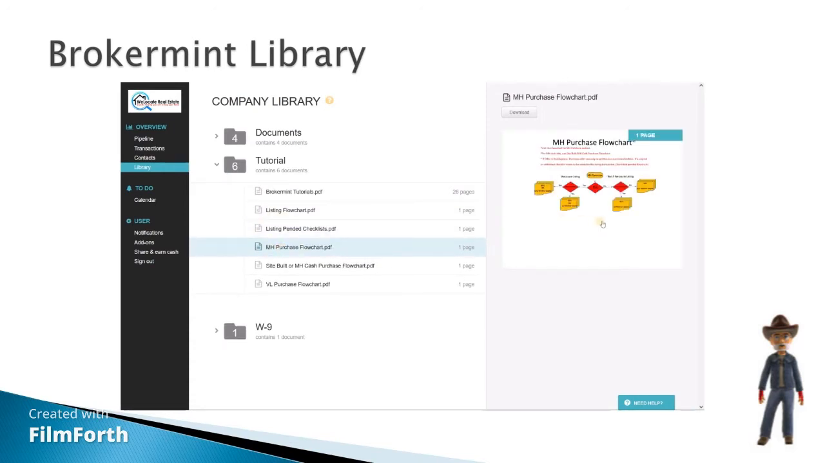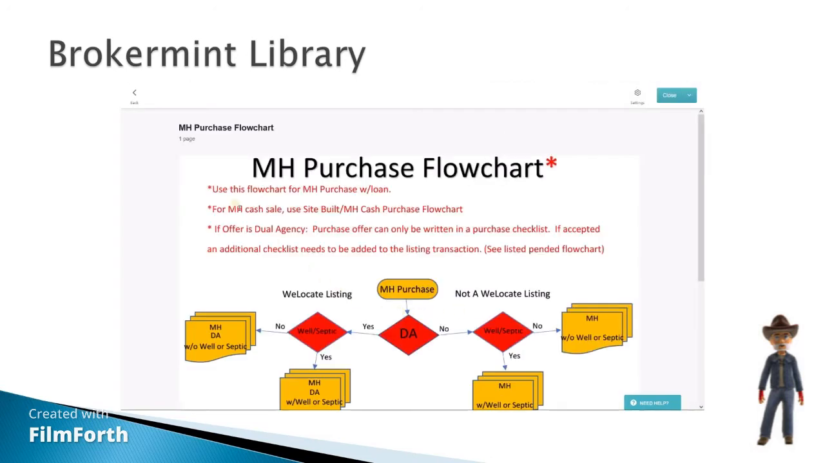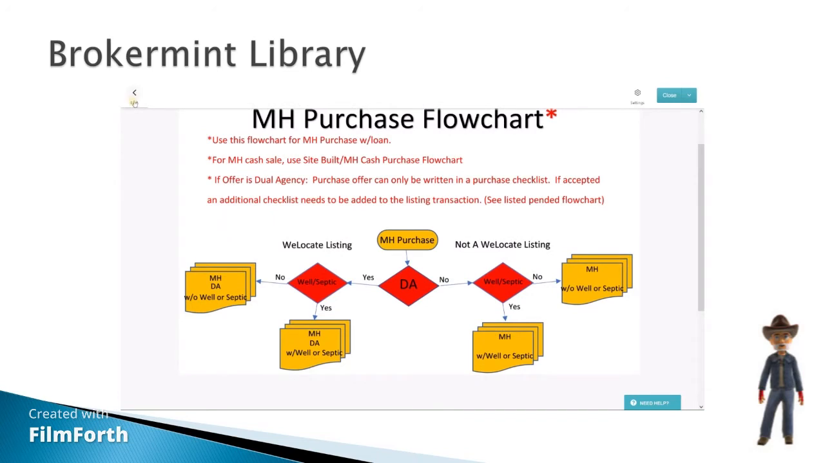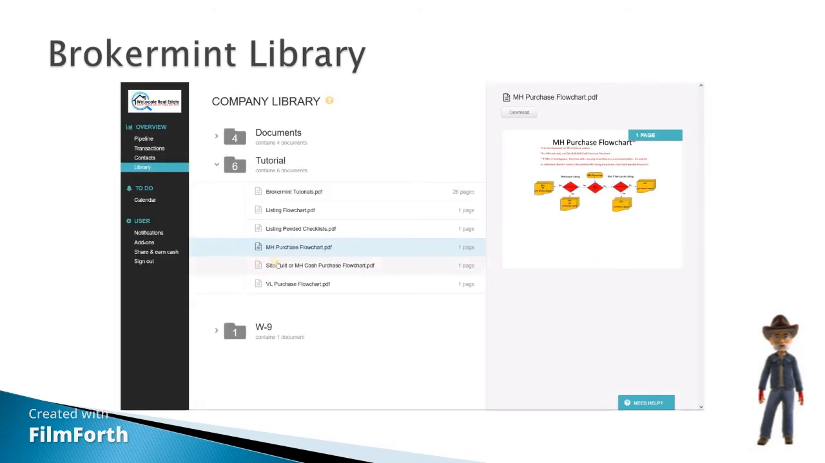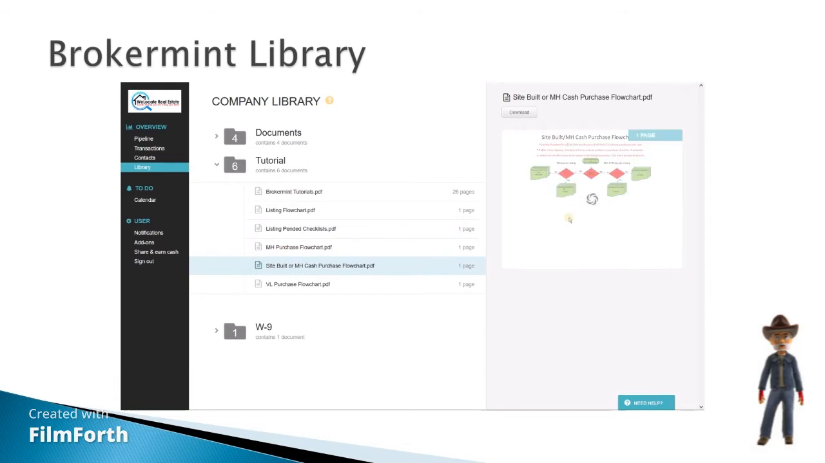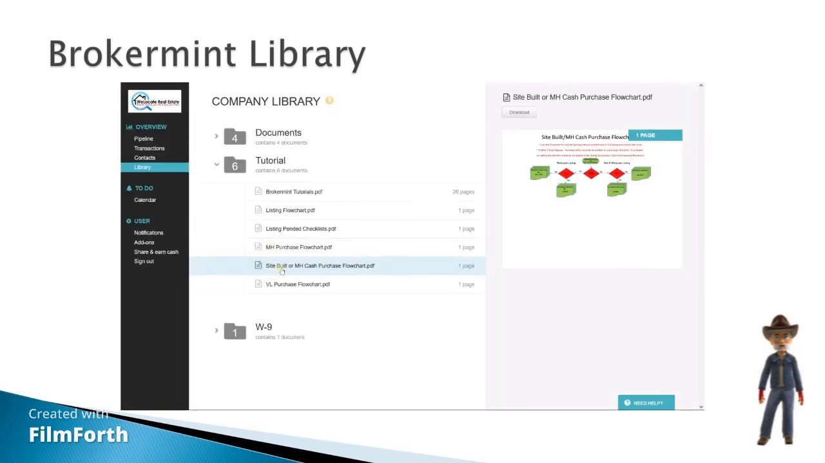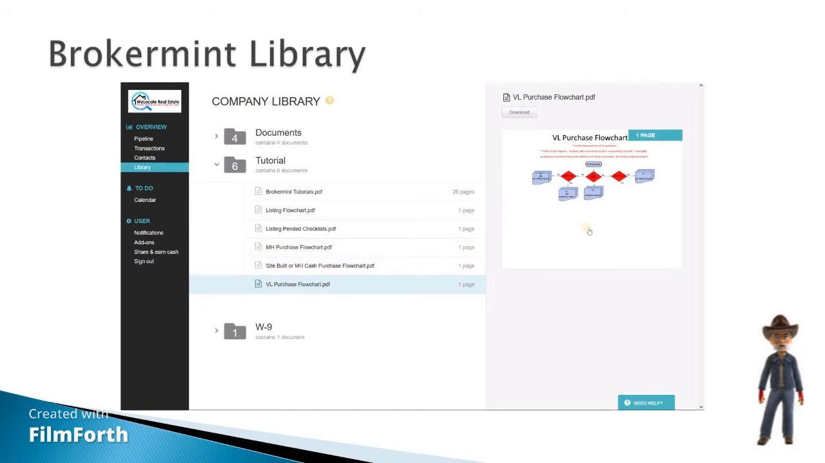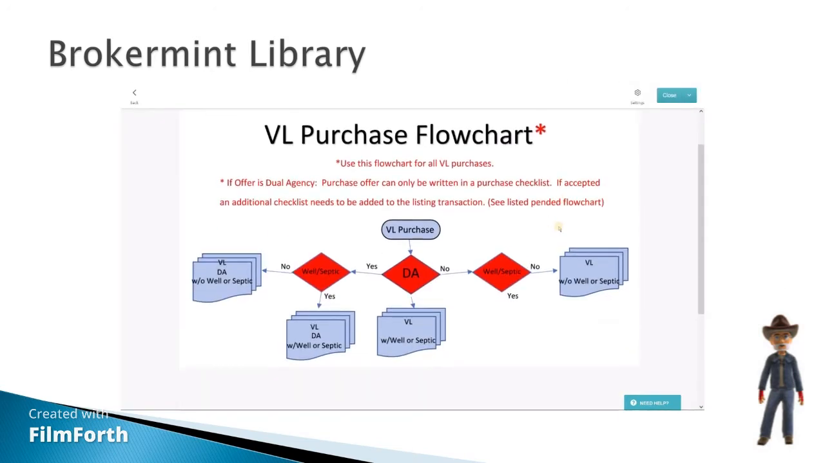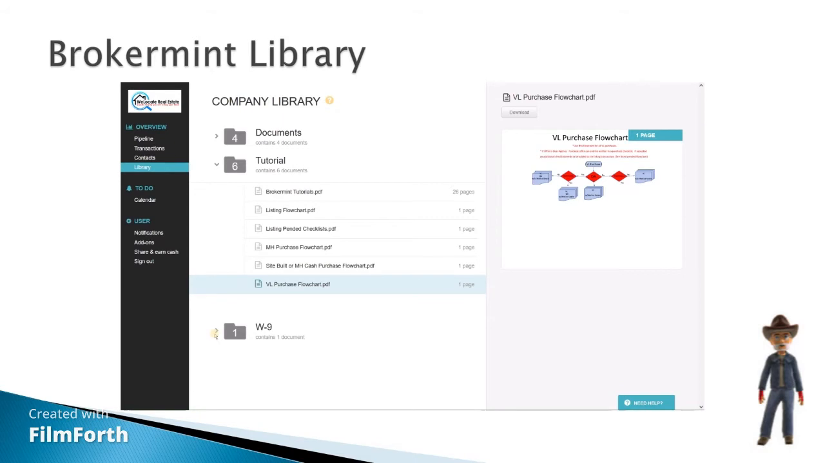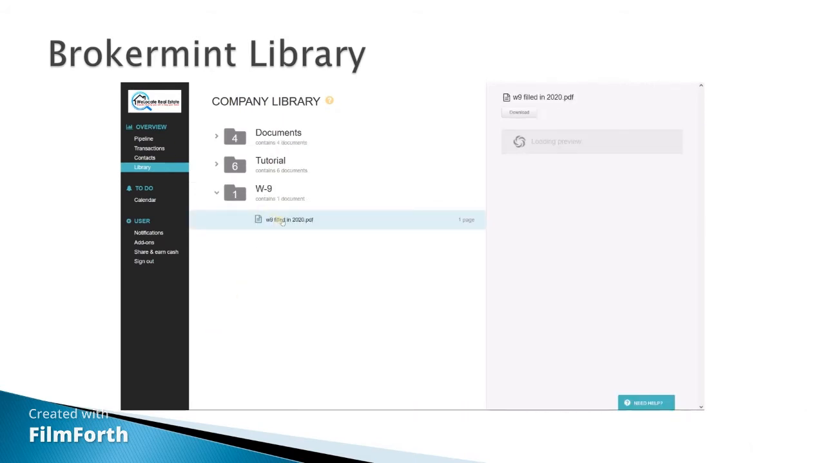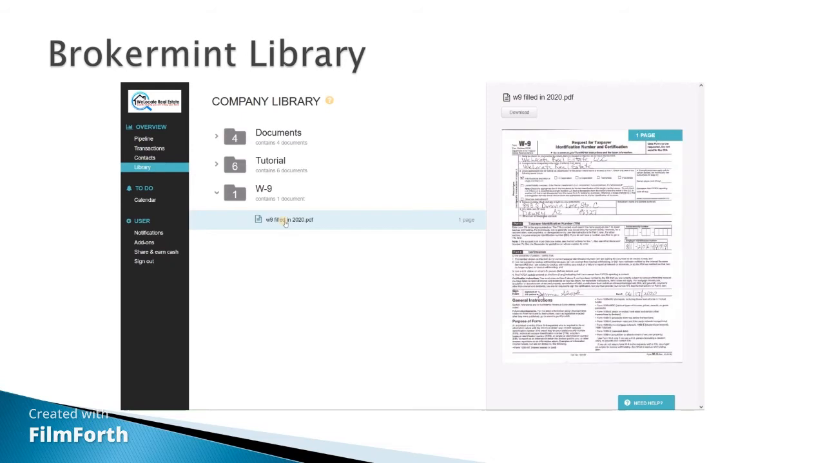Here we have a manufactured home purchase flowchart. This is now a site-built or manufactured home cash purchase flowchart. Here we have a vacant land purchase flowchart. You can refer to these things, and they will help you immensely in picking the right flowchart if you can't figure it out. Down here we have a W-9, and the W-9 of course is used for outgoing referrals.